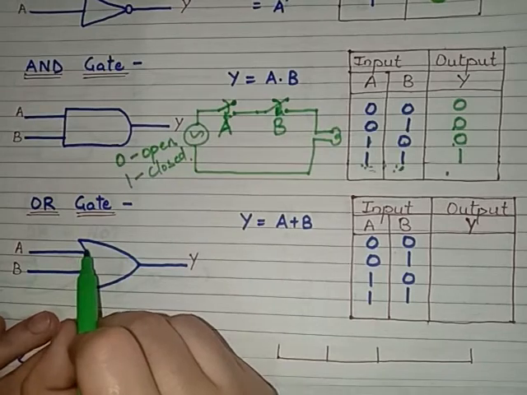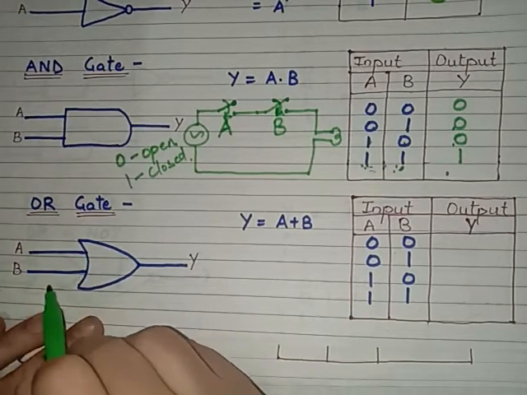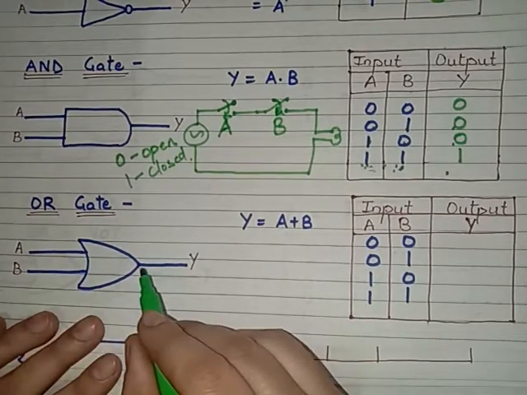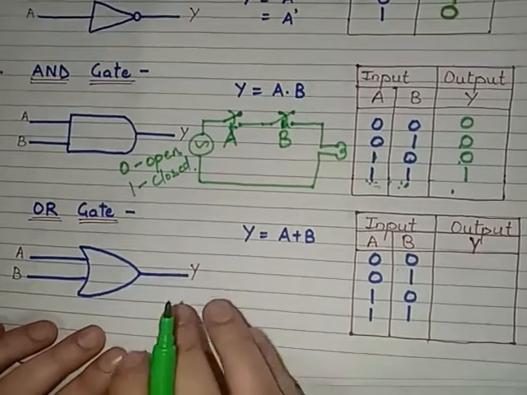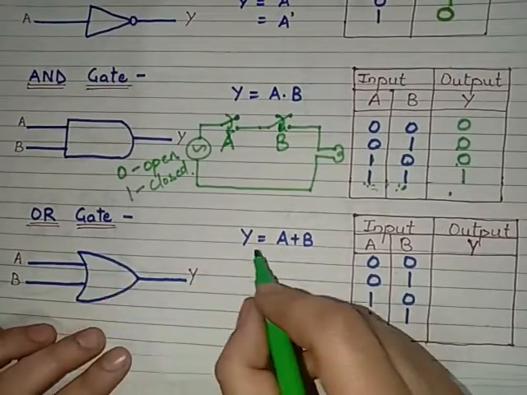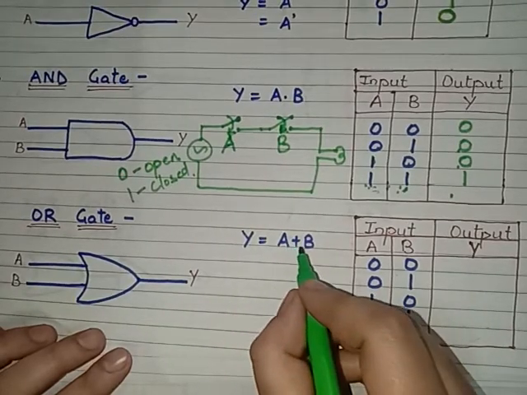Here we have two inputs, input A and input B, and a single output, that is Y. And the relation between the output and the inputs will be Y is equal to A plus B.